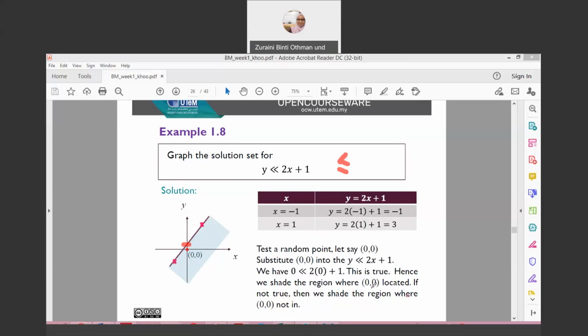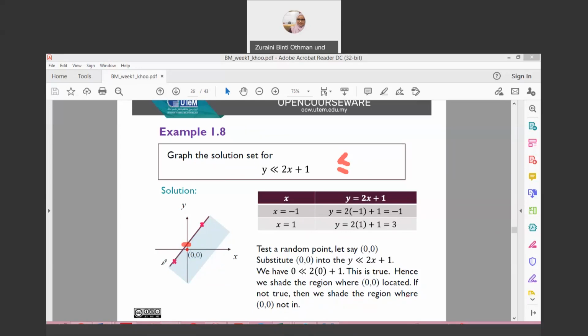Hence, we shade the region. If we shade the region where 0, 0 is not in, maksudnya dia tak termasuk kosong-kosong. Okay, so sekarang kita tahu bahawa kalau kita ambil x sama juga negatif 1, y juga ialah negatif 1.